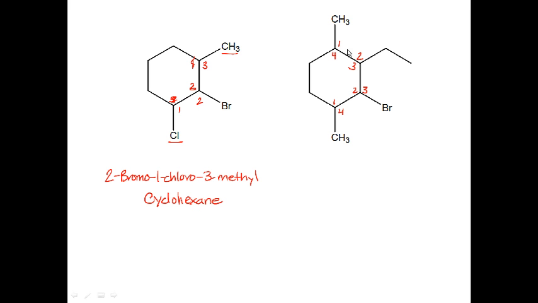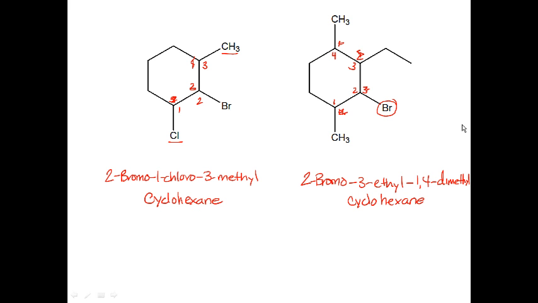Now in this case, I could start with a methyl versus a methyl, so they're tied. So now I'm going to go one more substituent in and see ethyl versus bromo. In this case, the bromo wins, and so I'm going to number counterclockwise. And this is going to be a 2 bromo, 3 ethyl, 1,4 dimethyl cyclohexane.